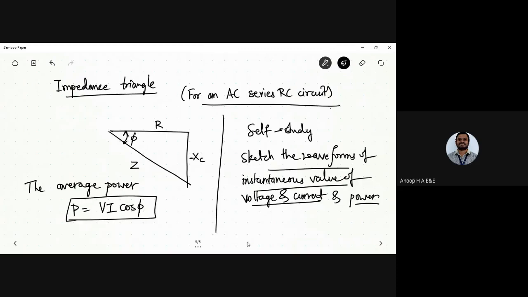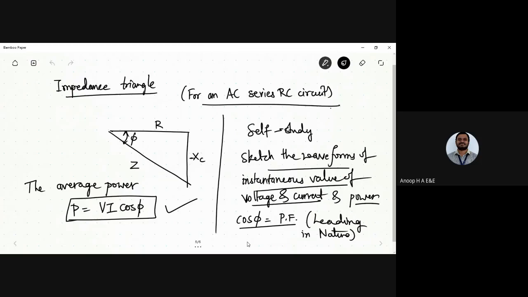This is the impedance triangle that is formed, and the average power in a series RC circuit, as well as an RL circuit or RLC circuit, is P equal to V into I cos phi. Here V and I are the RMS values, and cosine of the phase angle is the power factor. Cos phi is the power factor, which is always leading in nature.